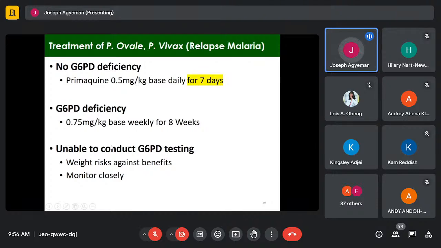Now, in case you are unable to find out the G6PD status, then of course you are going to use your clinical judgment. You weigh the benefits of possible hemolysis that will lead to anemia and other complications versus the benefit of clearing the hypnozoites in the liver to prevent the relapse. Even with that, if you are able to say that yes, the benefit outweighs the risk, it should go with very close monitoring, because anything at all can happen.